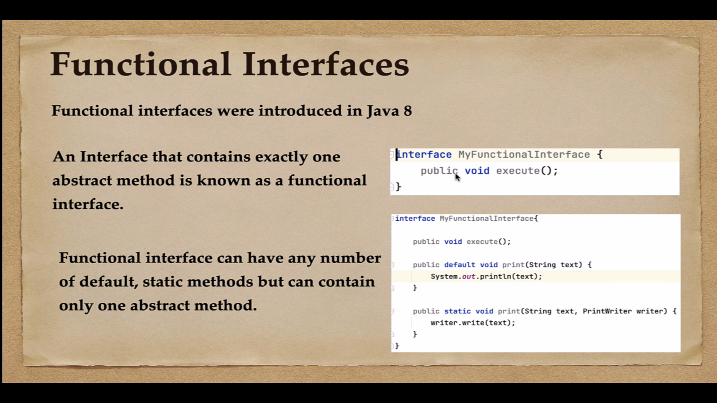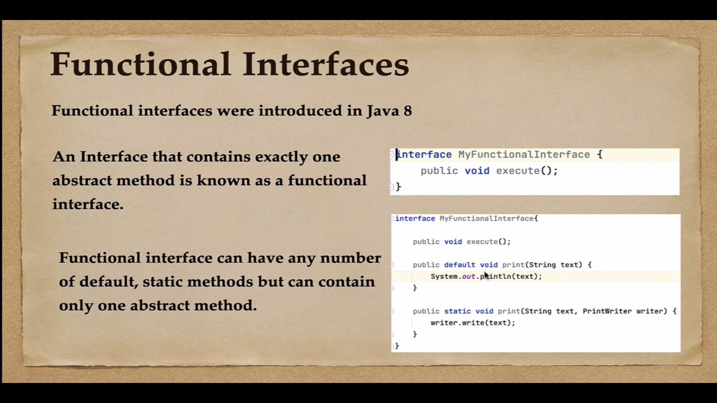and then you need to provide the implementation for this method. Well, a functional interface can have any number of default and static methods but can contain only one abstract method. For example, consider the code snippet over here. My functional interface is a functional interface. It contains default and static methods which have the implementation, and it can contain only one abstract method, that is the execute method. So a functional interface is an interface that contains only one abstract method, but it can contain any number of default or static methods. So now we understand that.